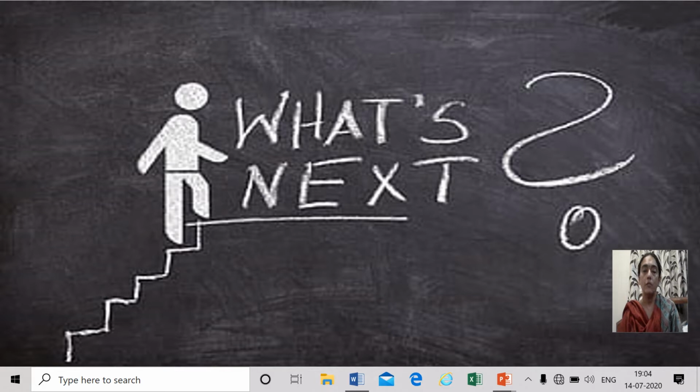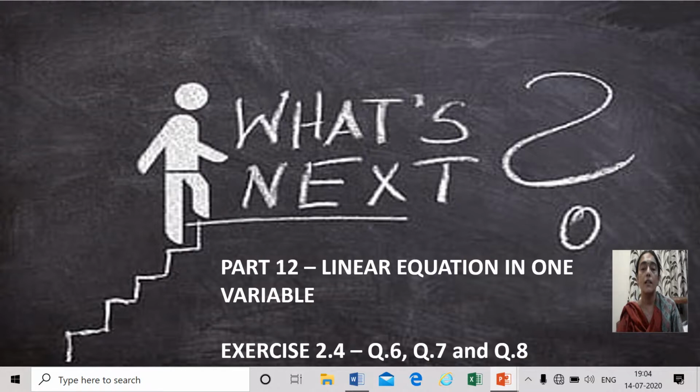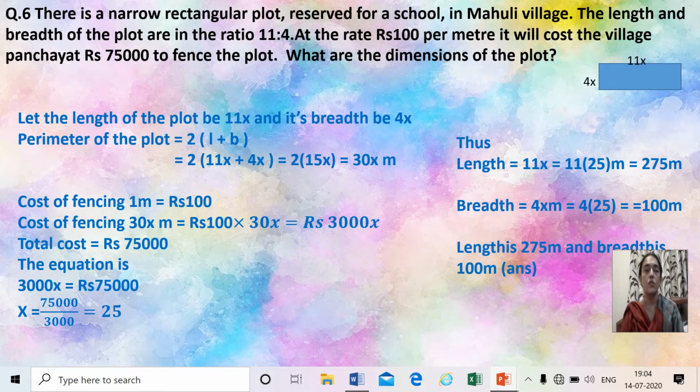Hello everyone. Now in part 12, linear equation in one variable, we'll continue with exercise 2.4, question number 6, question number 7 and question number 8. So without wasting time, let's start with question number 6.